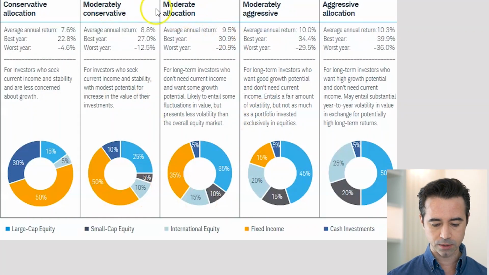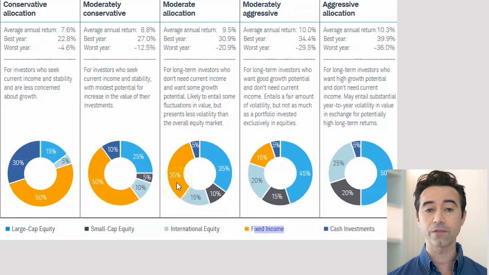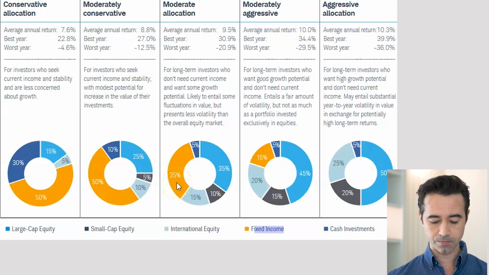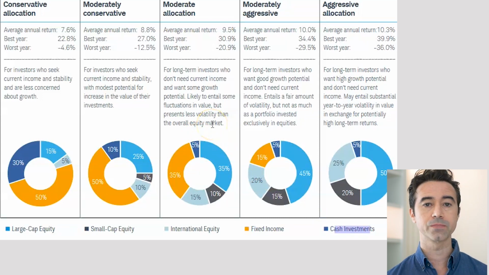So the moderate allocation right here in the center. What we'll do is say how much is in fixed income first. So that's this yellow one. 35% is in fixed income. There's also some money in cash. That's the blue. So 35% plus 5% is 40%. Essentially what this is telling you is that for 40% of your portfolio, if you're going to create a 3-fund portfolio, you're going to add the cash and the fixed income. It's going to be 40%. So 40% is going to be in bonds.